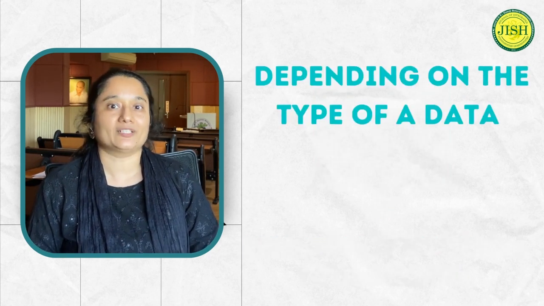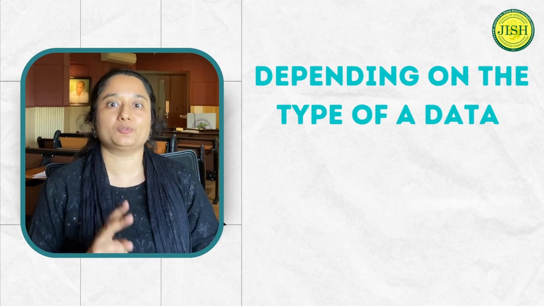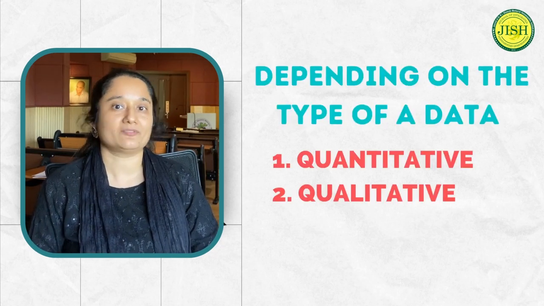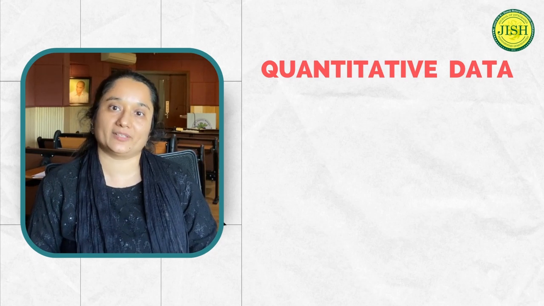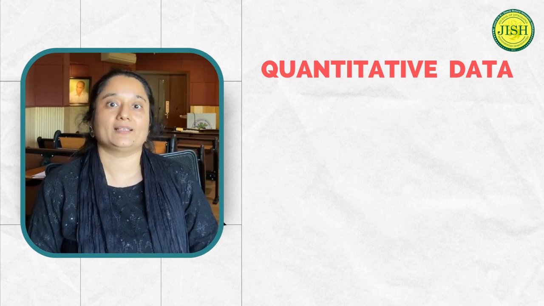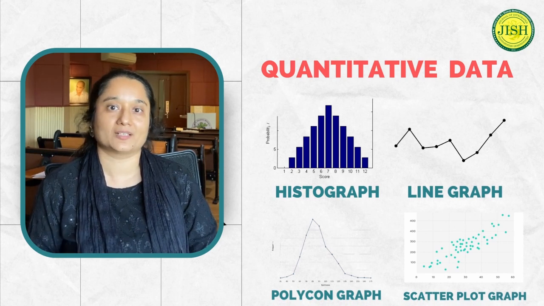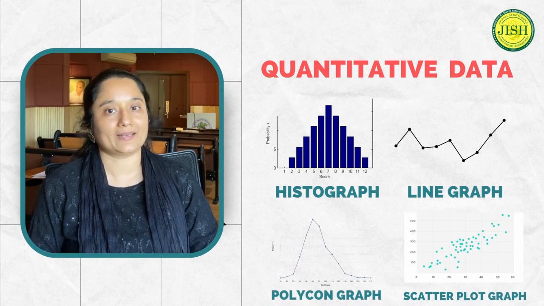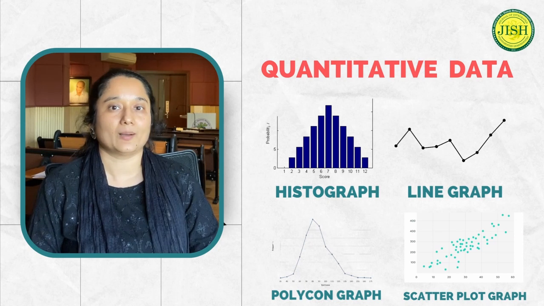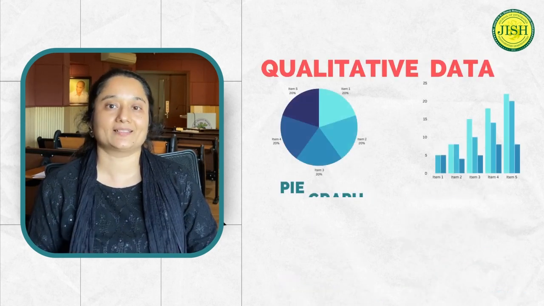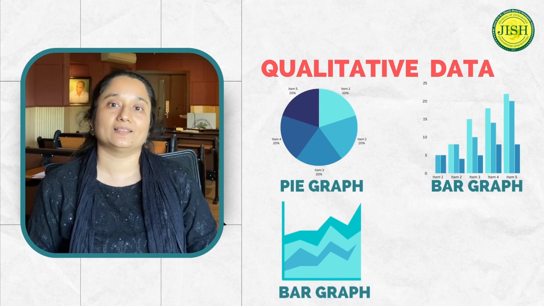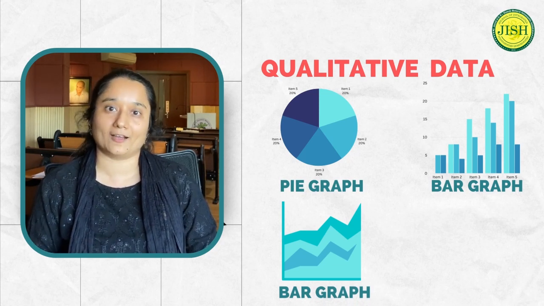Depending on the type of the data, as we know, there are two types of data, quantitative or qualitative. So, for quantitative data, graphs like histogram, line graph, polygon graphs, and scatter plot can be selected for the appropriate graphical presentation. Whereas, for qualitative data, the pie graph, bar graph or area graph can be selected.